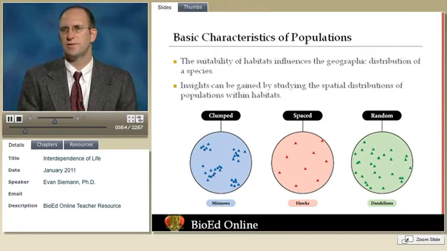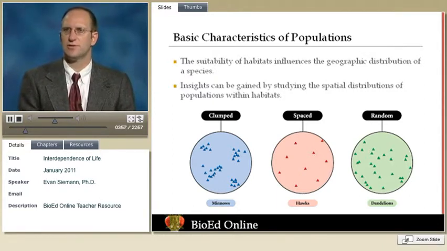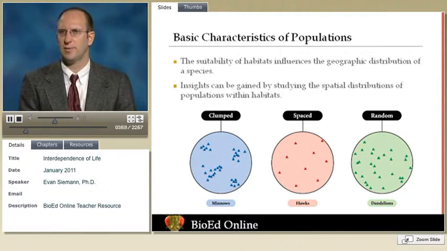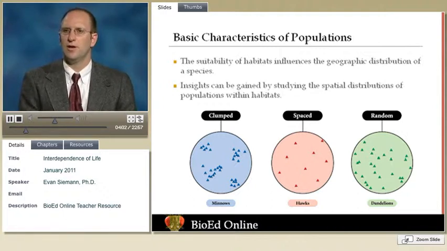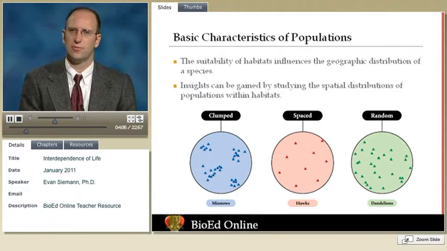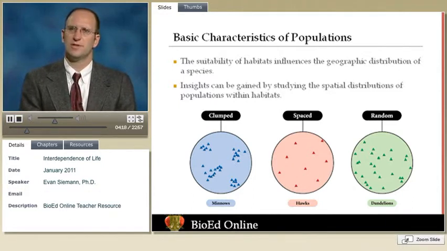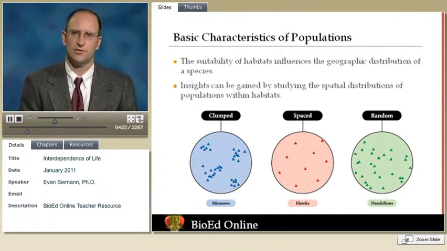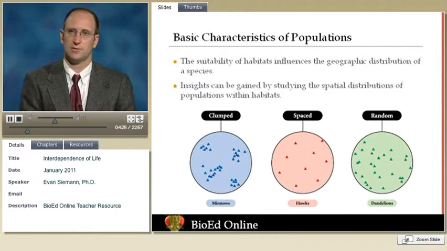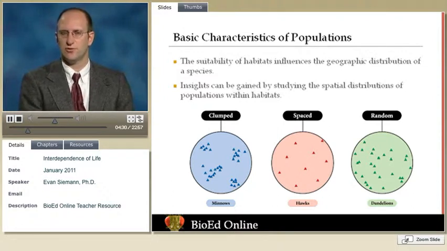One of the simplest ways to describe a population is to look at its distribution across the landscape or within a habitat. And for describing the spatial distributions of populations, there are three categories. One of them is random. And random may not look like things are dispersed particularly randomly. Random, in the sense that ecologists would say it, is that the distribution of individual plants and animals is independent of the distributions of other plants and animals. The mathematical distribution that describes that is a Poisson distribution.